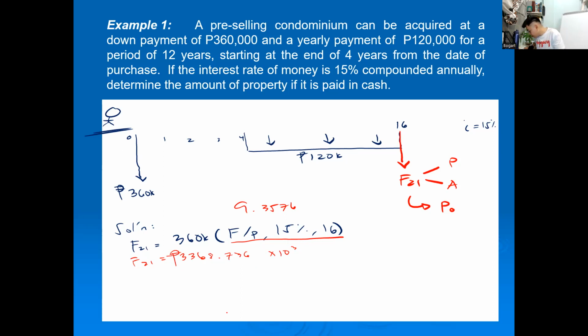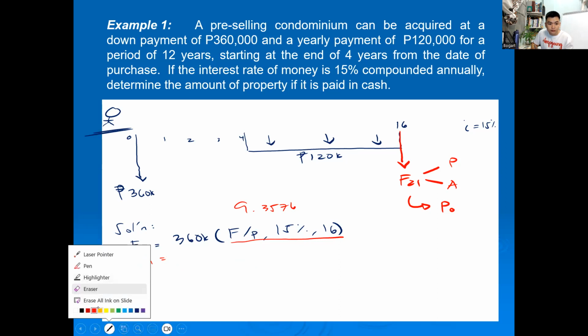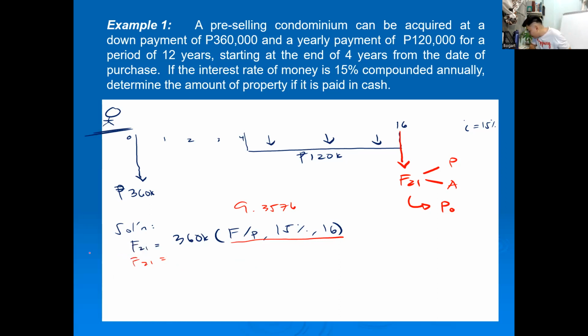3.36 ulit. That will be equivalent to 3.369 million pesos. Hindi na masama. Okay? Ngayon, eto na.